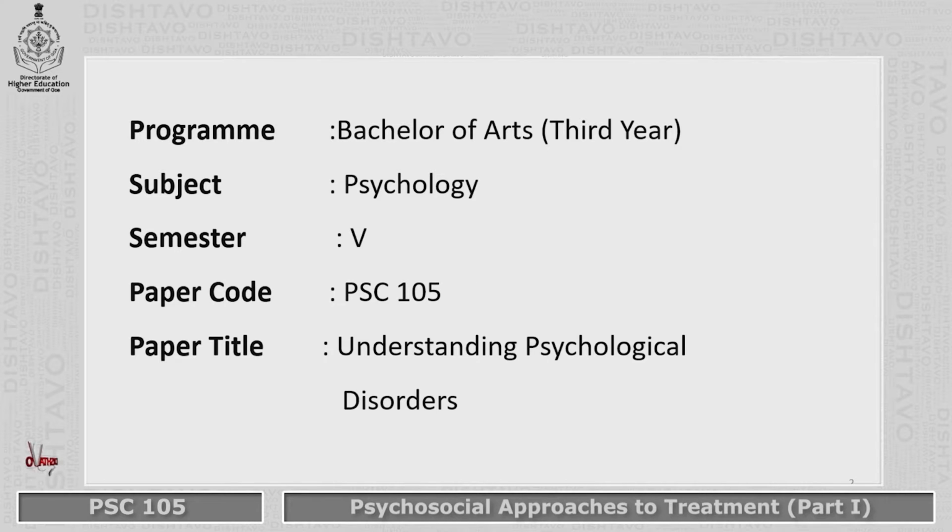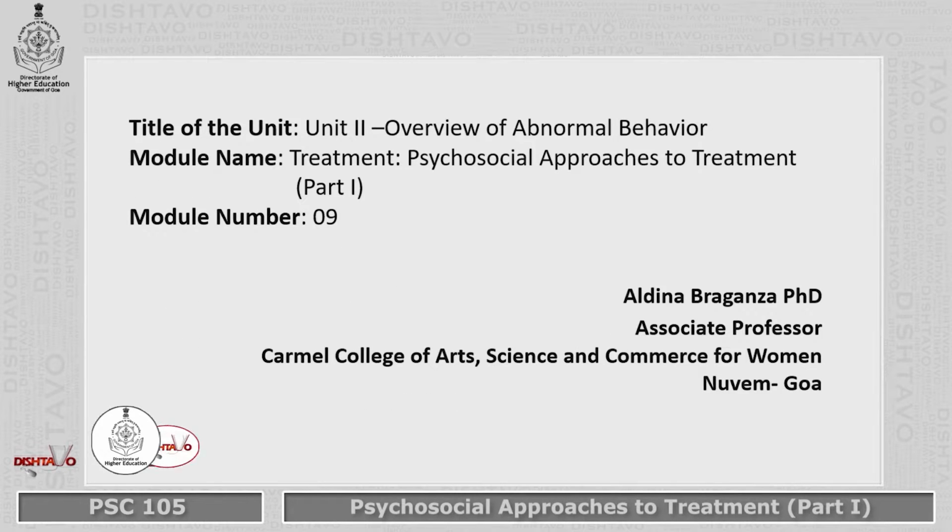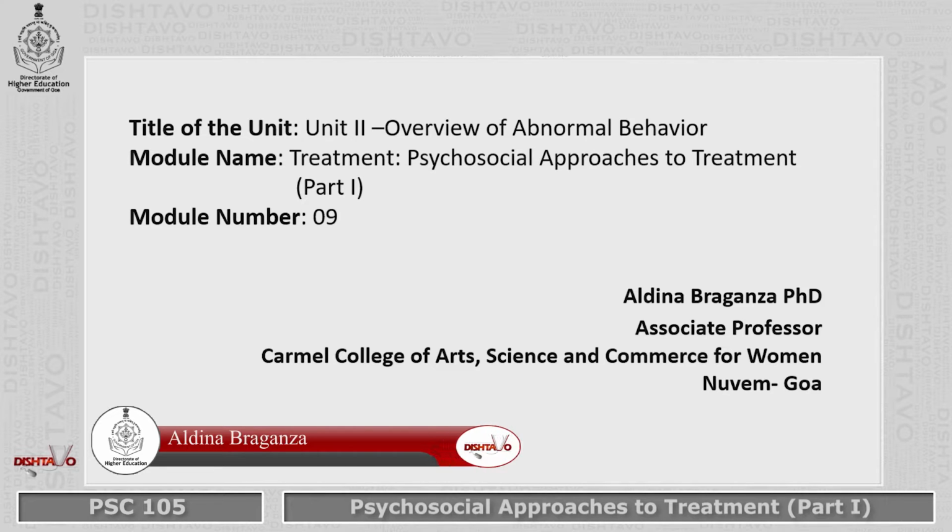Program is Bachelor's of Arts, third year. Subject is Psychology. Semester is 5th. Paper code is PSC 105. Paper title, Understanding Psychological Disorders. The title of the unit that I'm going to present is Overview of Abnormal Behavior.